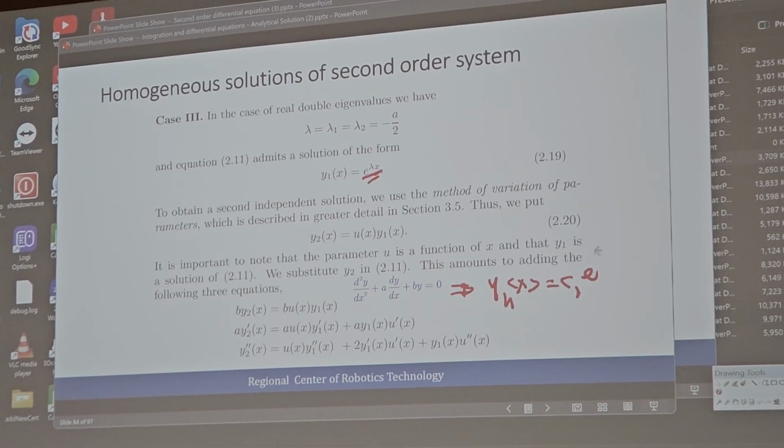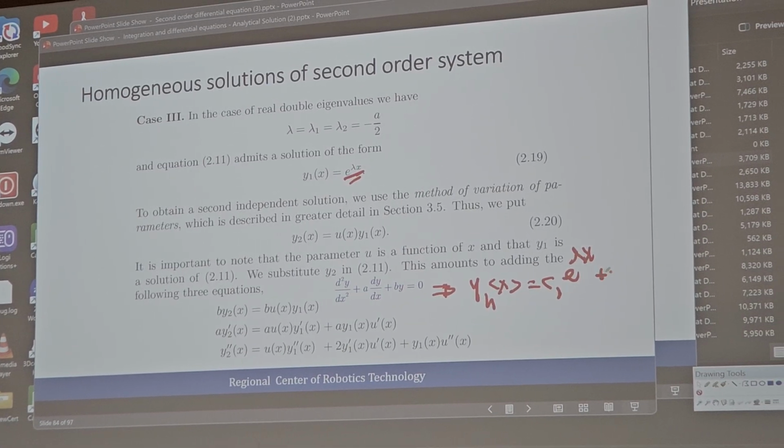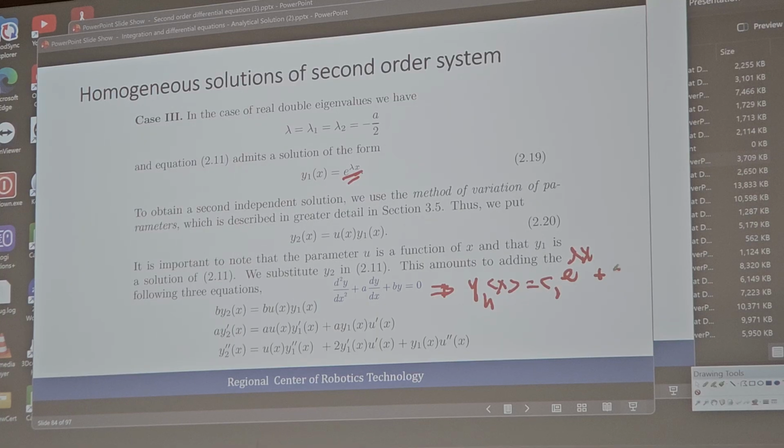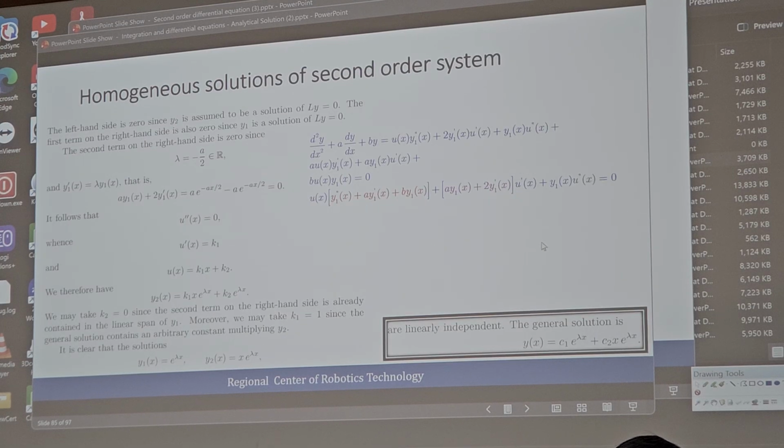C1 e to the lambda x minus, right, something like this, t e to the lambda x. If you solve this one, you can have this one. Normally, it's like this form, you can remember it, you don't have to learn it. So the other one, see, this one is a repeated root, right? So you have this one.